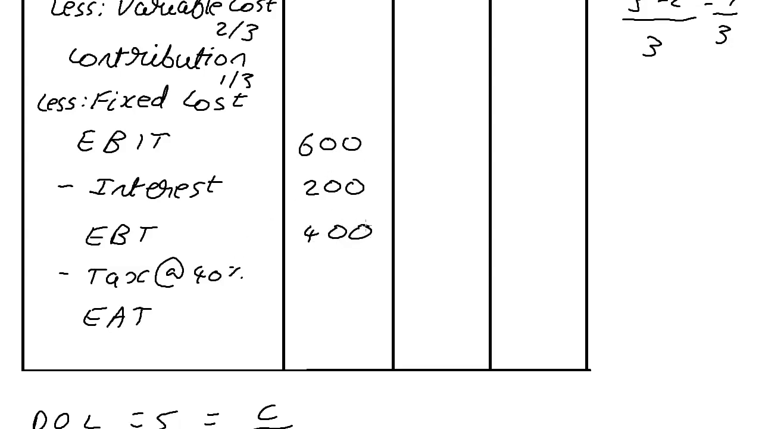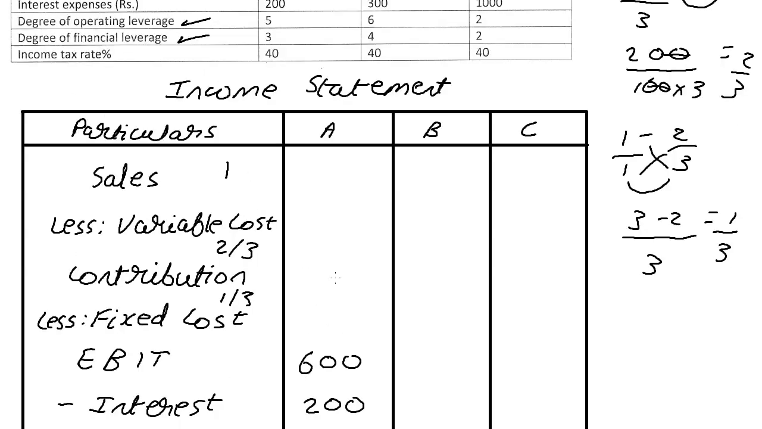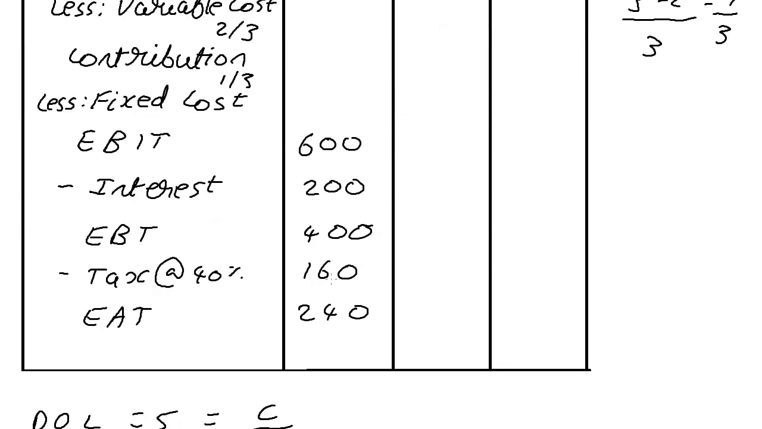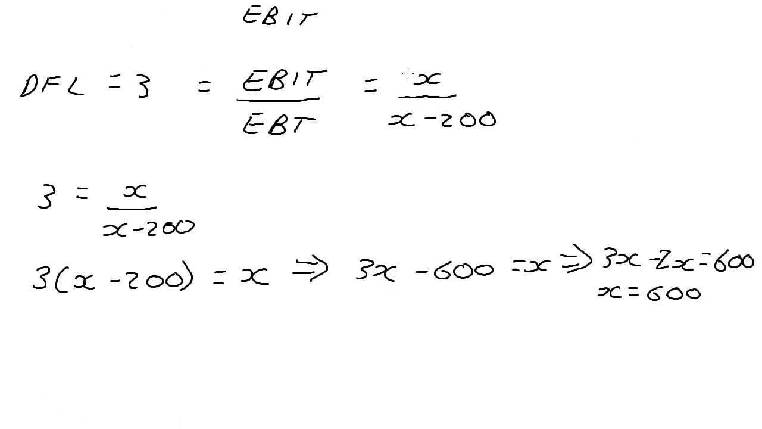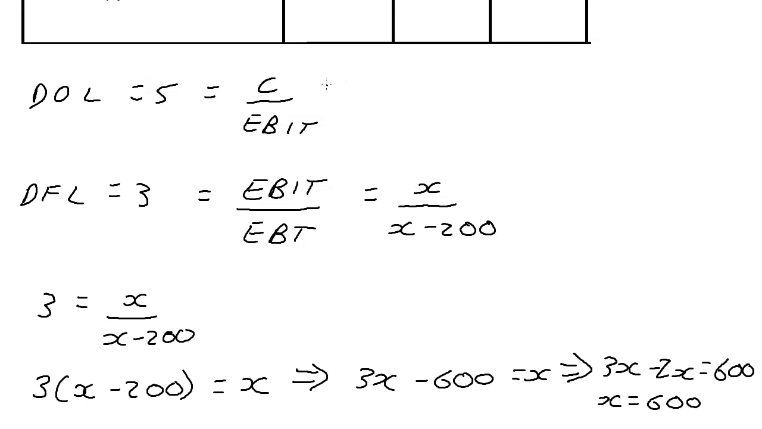So we have 600 here, and therefore 600 minus 200 gives us 400 here. And since it's at a 40% tax, 40% of 400, please do it on the calculator, you'll get 160, and subtracting you get 240. So I've solved till the bottom, but I need to go upward still. How do I do that? I have now got EBIT, which I know is 600, and that's going to help me because I have an equation over here which says that 5 is equal to contribution upon EBIT. So I know what is EBIT.